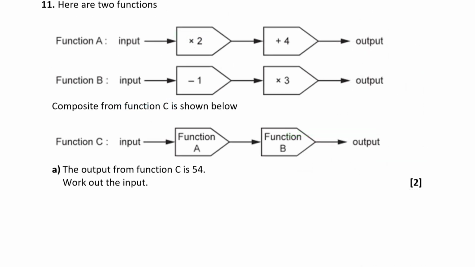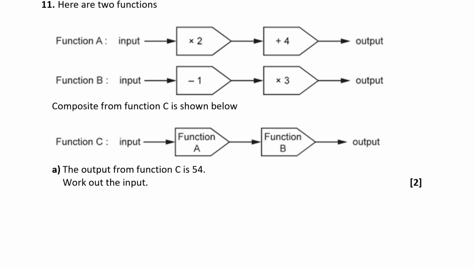Question 11. Here are two functions. I've got function A, which is a two-step function machine. It's a times 2 add 4 function. And B is a subtract 1 times 3 function. The composite function C is shown below. So input, go through function A, then go through function B, and then that is your output. And we're told the output from function C is 54.